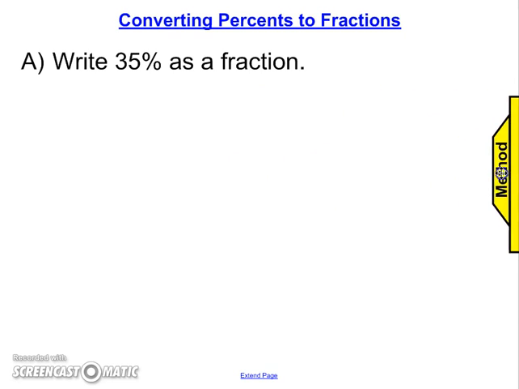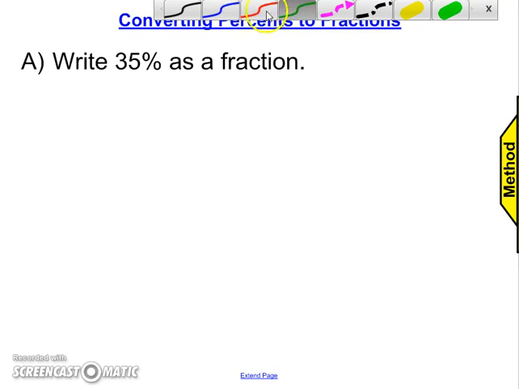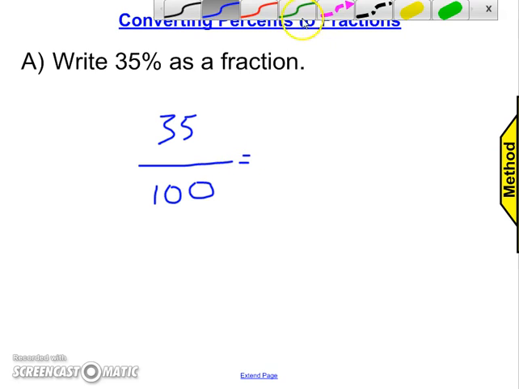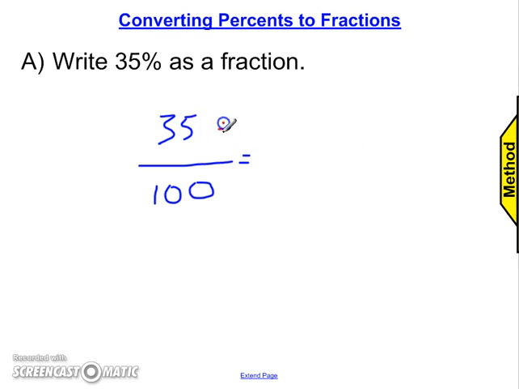In this particular case, my percentage is 35, so this is 35 out of 100. So my fraction is 35 hundredths. Then you'll notice that I do have some reducing that can be done, because in this case both of these have a common factor of 5.